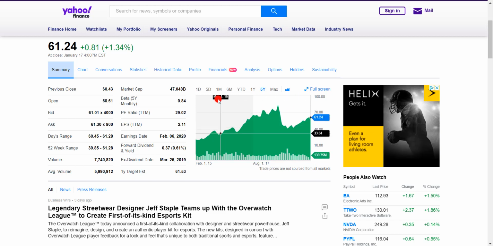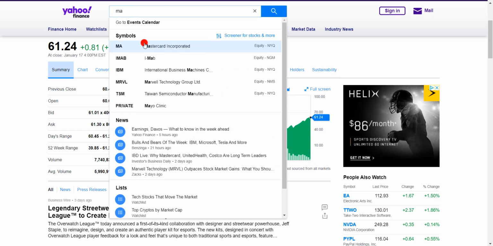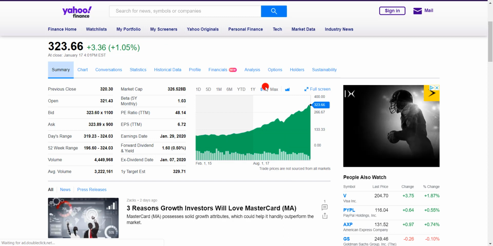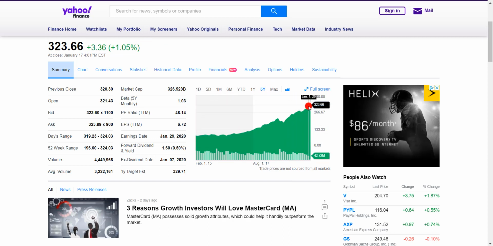So that's why I don't really like buy and hold, because as you could see, if you pick the wrong stock, you're going to get burned. If you buy a stock like MasterCard and Visa, then of course capital appreciation is the best. 5 years ago, MasterCard was trading at $90. Now it's at $323. But not everyone can pick the right stocks.